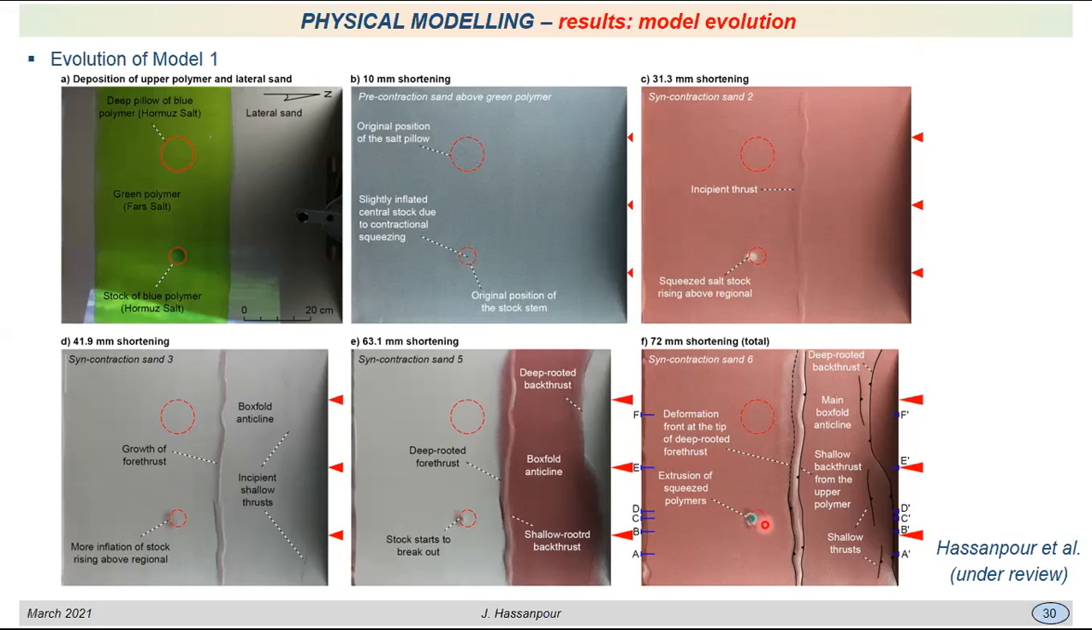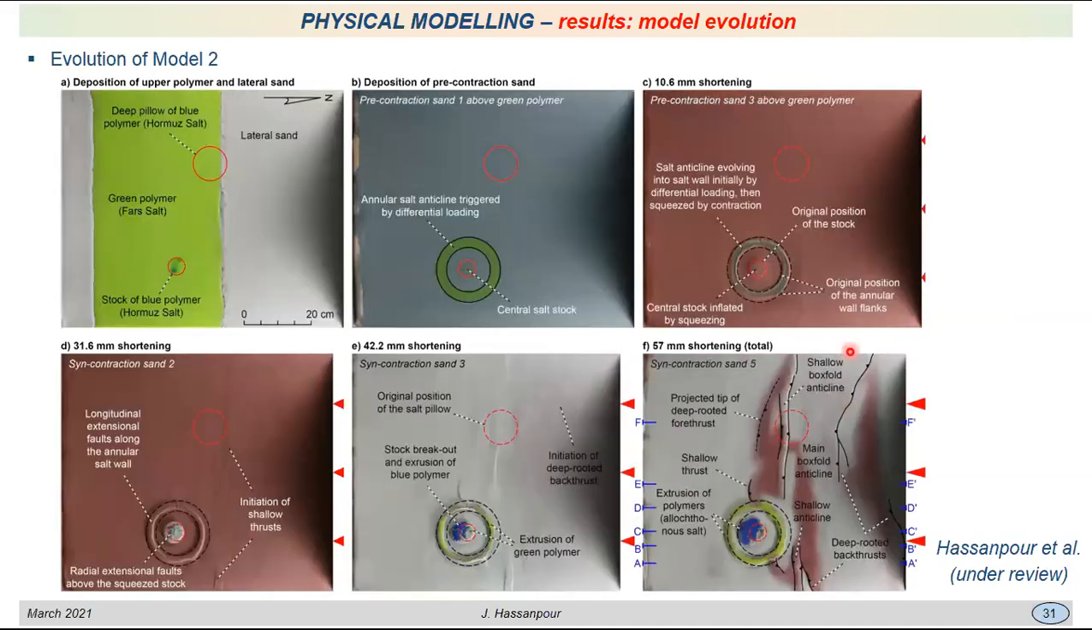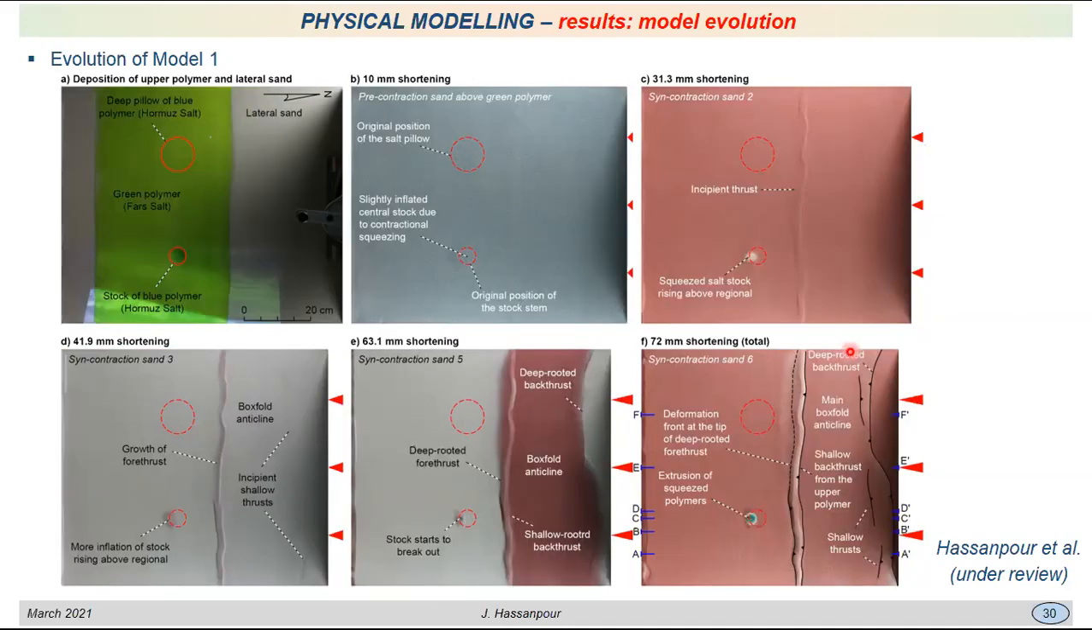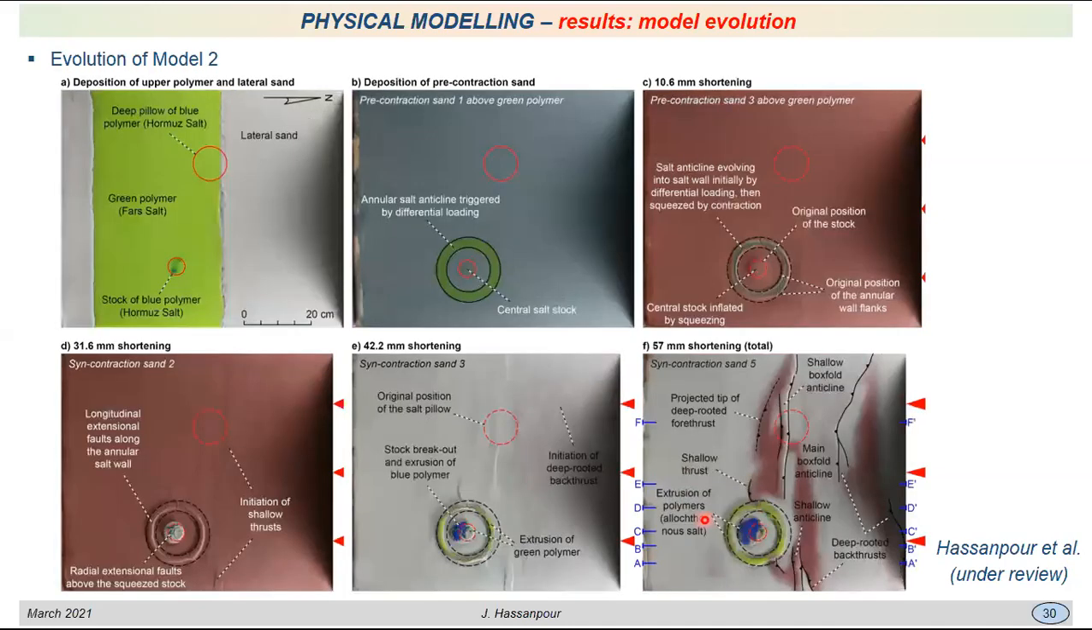And as you can see, we have got the translation of the salt stock toward the foreland in response to contractional reactivation. And this is model 2. So in model 1, as you can see, we don't see any evidence of the upper polymer flow, except minor evidence of polymer extrusion at the flank of the salt stock.